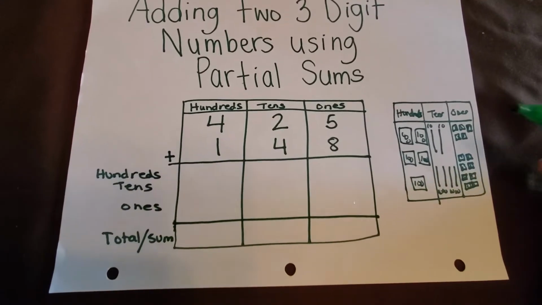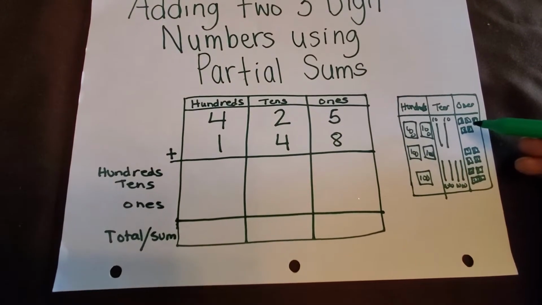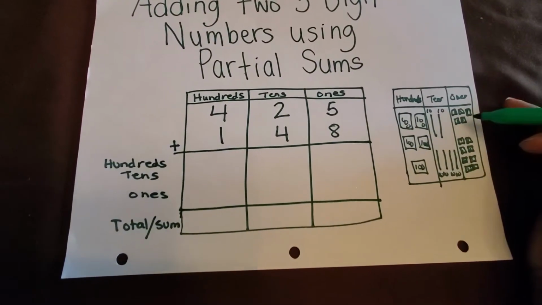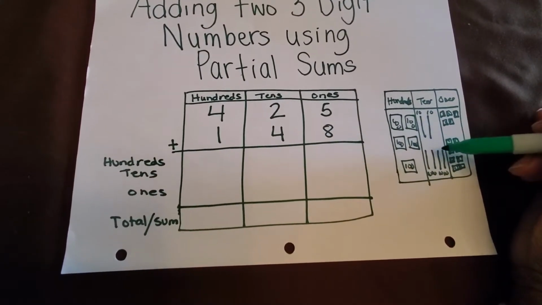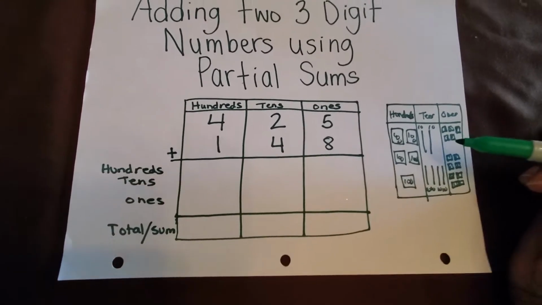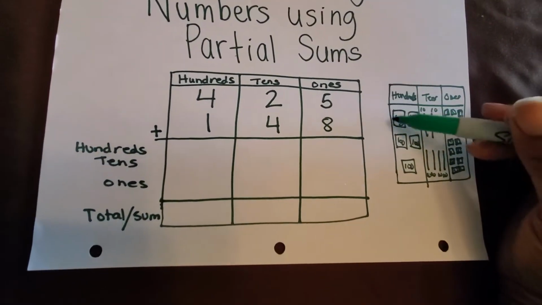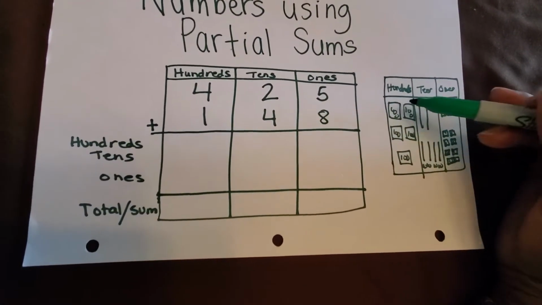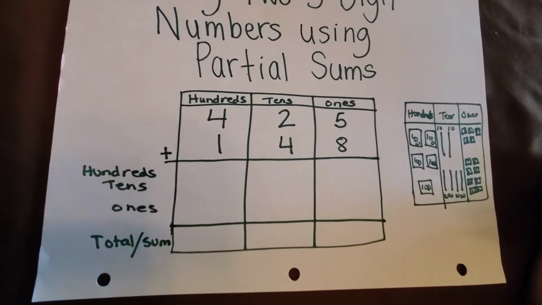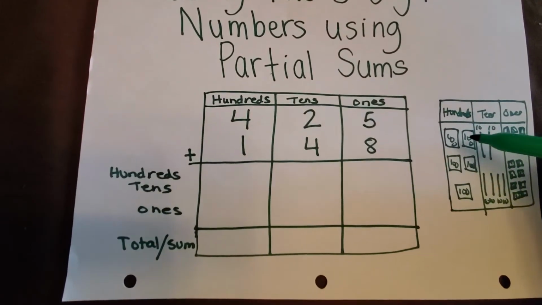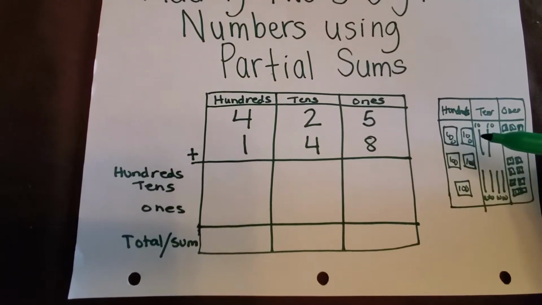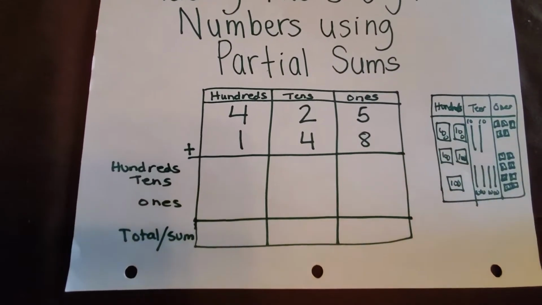I'm going to quickly explain to you the ones place. These little squares are called units or ones. In the tens place, the long skinny lines are tens. And then in the hundreds place, these squares are called hundreds. And I always let my students know that it's important to label the value of each model.